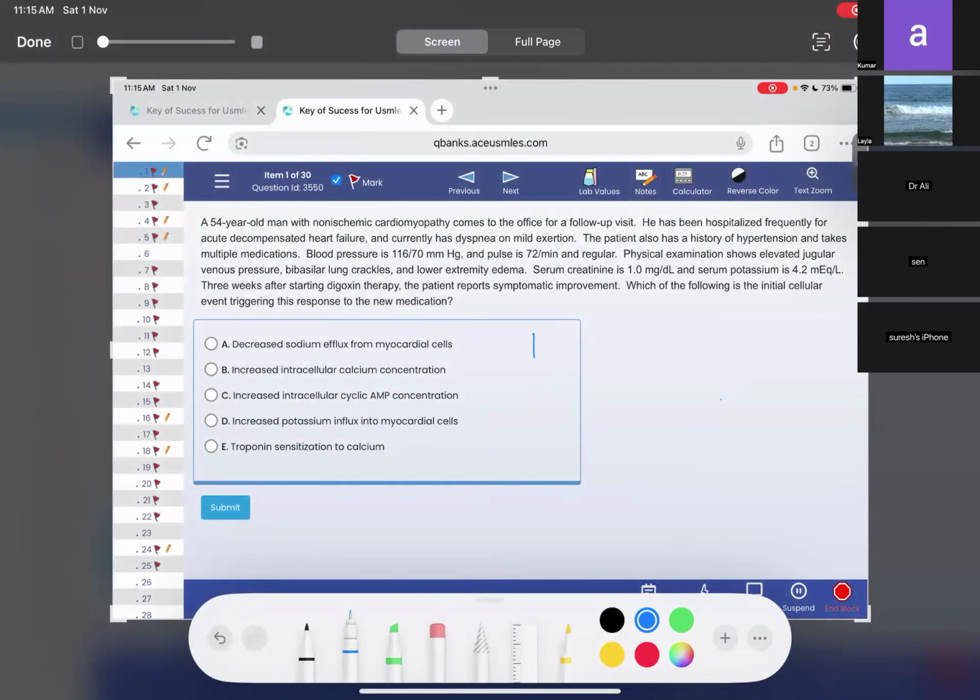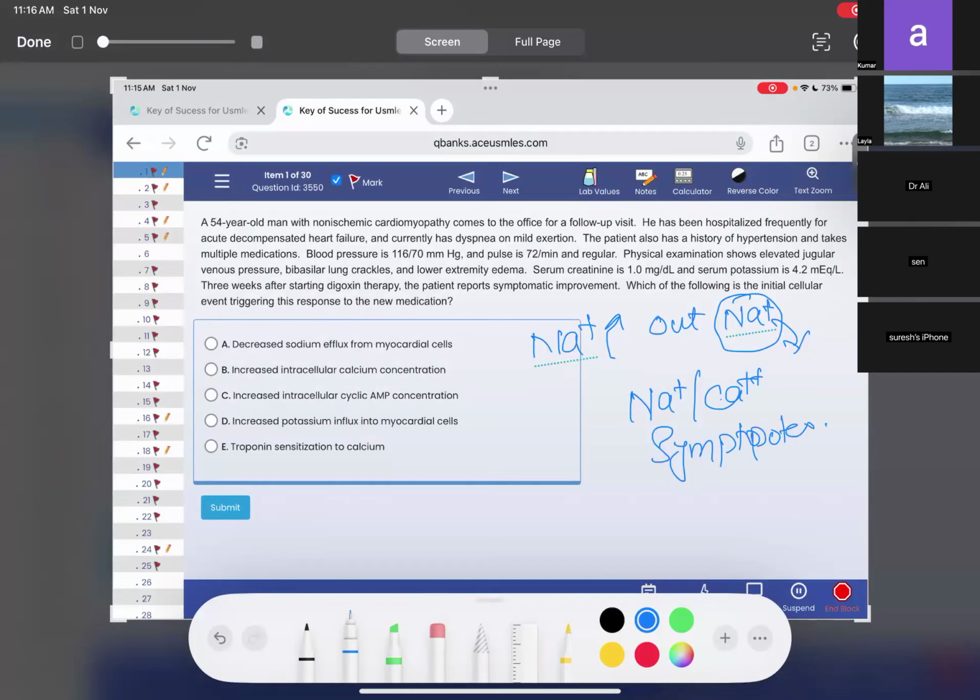So normally, the sodium will move outside. This outside concentration of sodium will activate another channel called the sodium calcium symporter, which will cause efflux of calcium and influx of sodium. Okay, doctors, are you clear, everybody? Are you clear up till now?